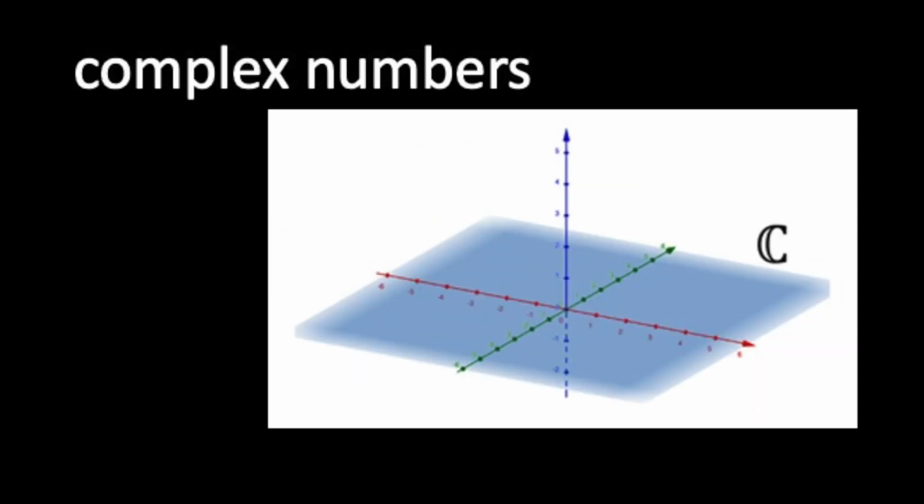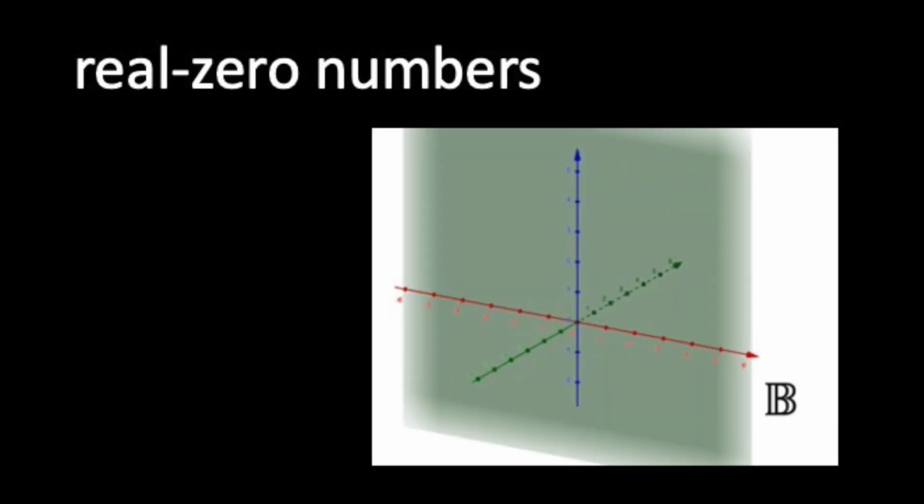In this three-dimensional space, we still recognize the plane of complex numbers C, indicated in blue here. But we can also introduce a new type of number, the real zero numbers. Those are hypercomplex numbers where the imaginary part is 0, so numbers that only have a real part and a zero part. We'll call the set of real zero numbers B.